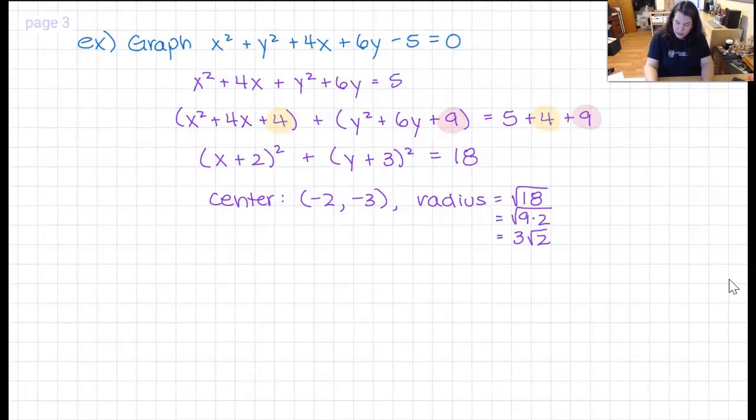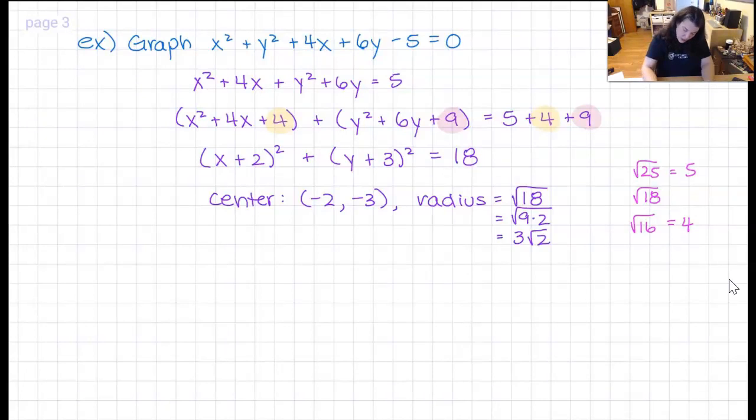One thing to note, in this case, it's actually probably easier to think of the radius as the square root of 18, because when it comes to graphing, I'm going to have to estimate how big the square root of 18 is. So remember, that's in between the square root of 25 and the square root of 16. The square root of 25 is 5, the square root of 16 is 4. 18 is closer to 4, so I'd put the square root of 18 somewhere between 4 and 5, closer to 4. That's all you need. It's good enough for the graph.